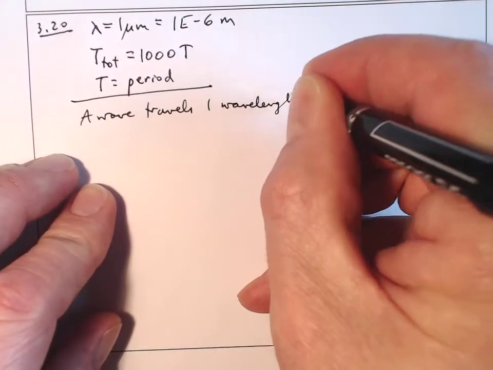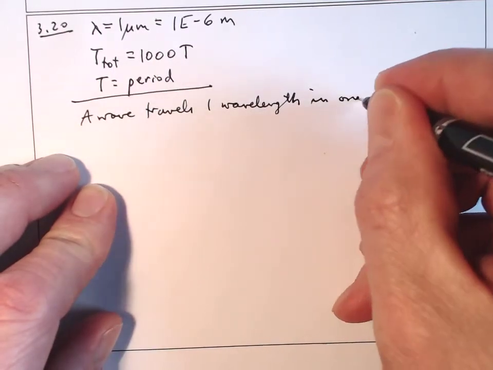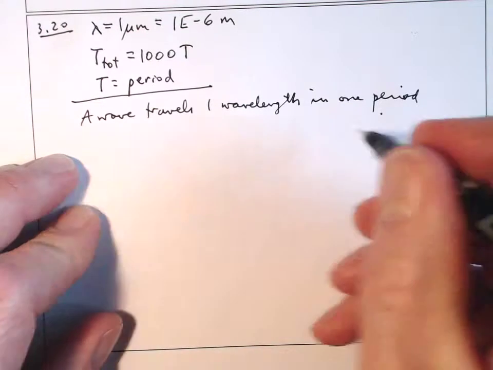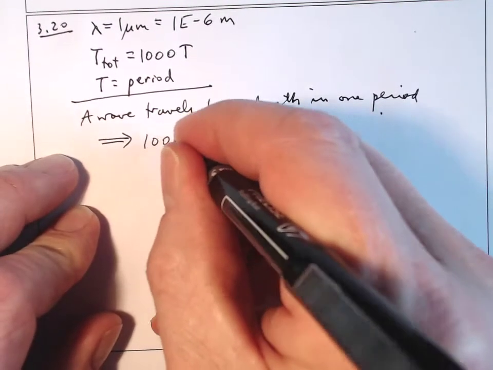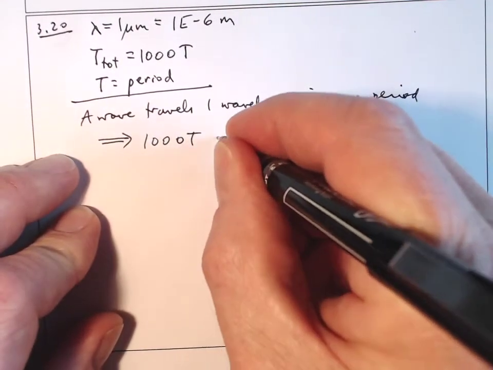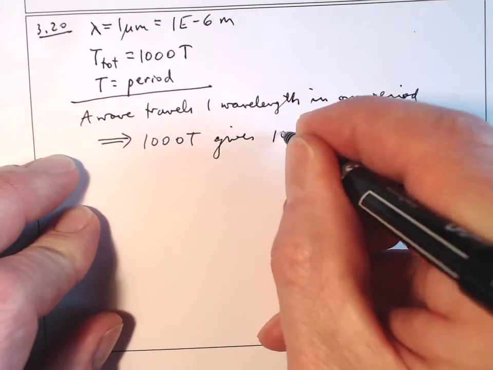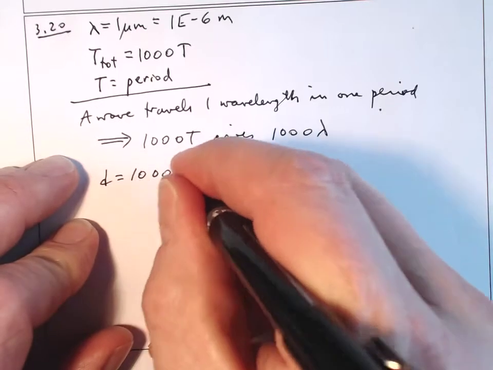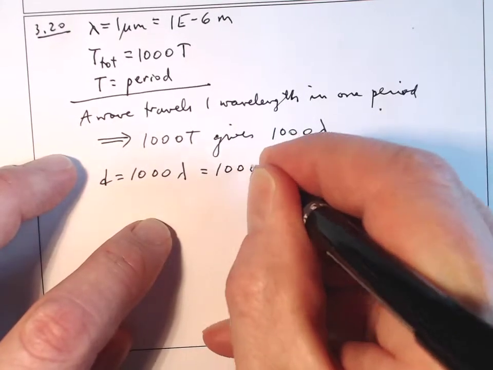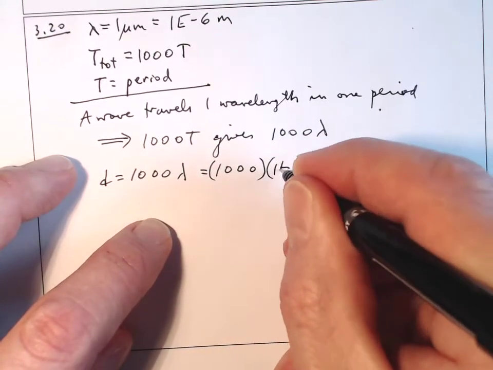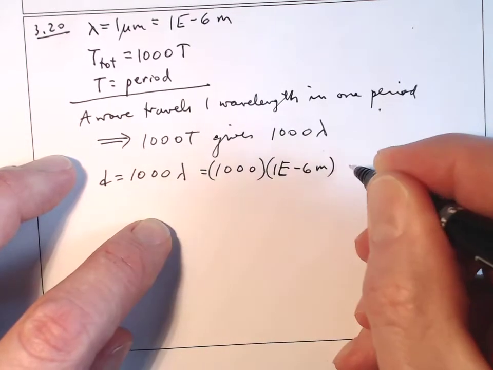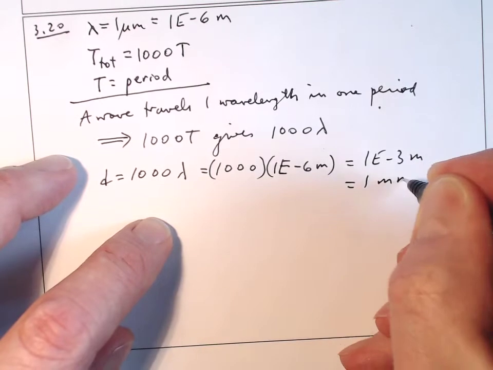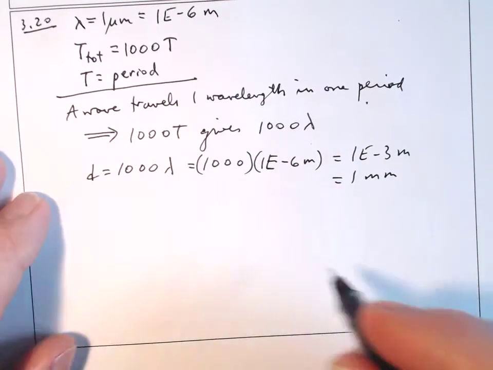Let me write that down. And so in 1,000 periods, it's going to go 1,000 wavelengths. So the distance is 1,000 lambda, which is 1,000 times 1e minus 6 meters, or 1e minus 3 meters, or 1 millimeter.